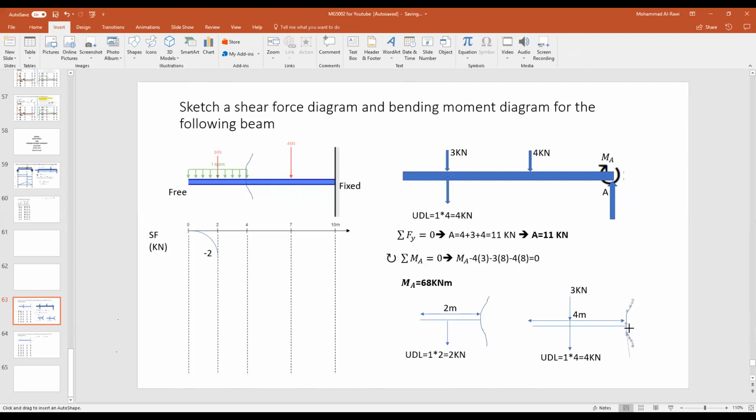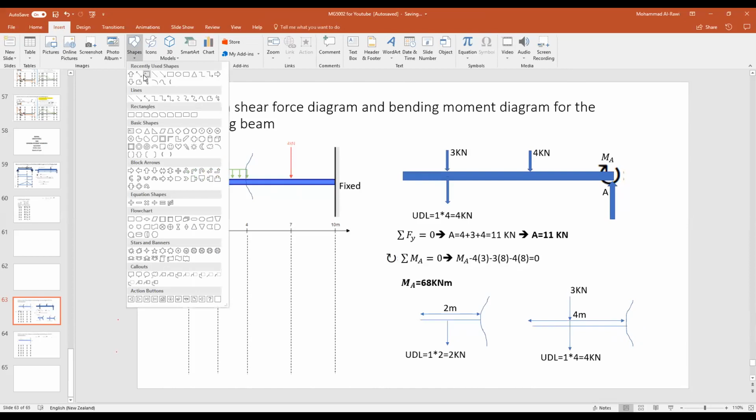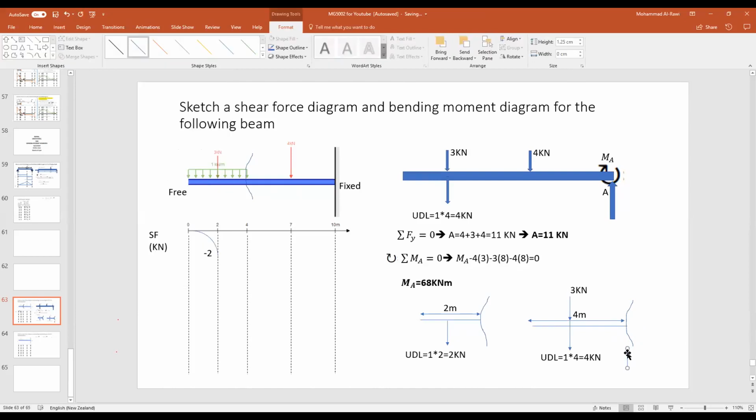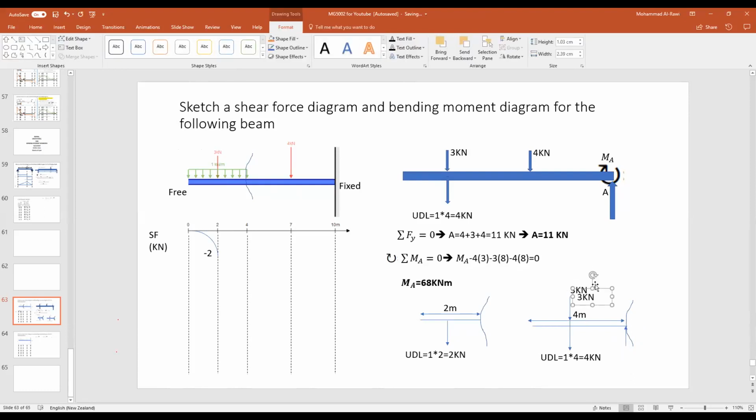Oh, my arrows sometimes are really funny. Let's try to get a better arrow than this one. So this is the shear force we're trying to find at that point. So what do you have? Let's call this shear force just V, just for simplicity. V. So that's shear force V.